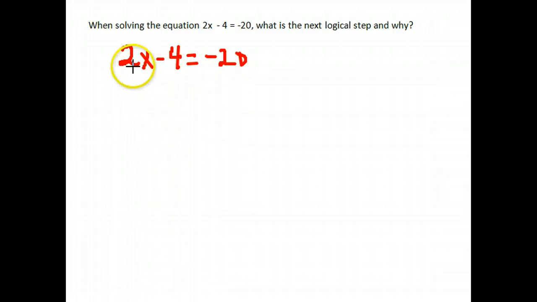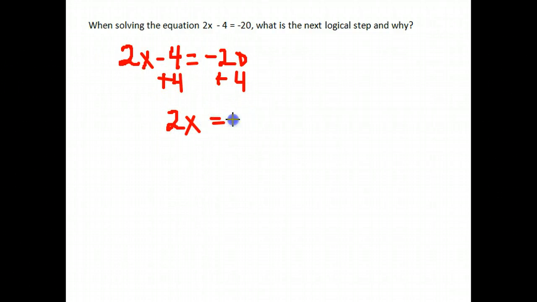Well, the x is over here. We want to move everything else to the other side. So we have this minus 4. How would we get rid of that? We would do the opposite and add 4 to both sides. Okay, which gives us 2x equals negative 16. Sorry about the ugliness there. Okay, that's our next logical step, adding 4 to both sides.